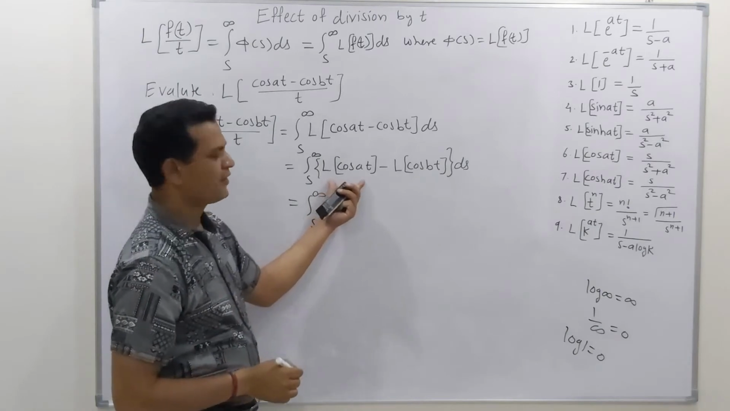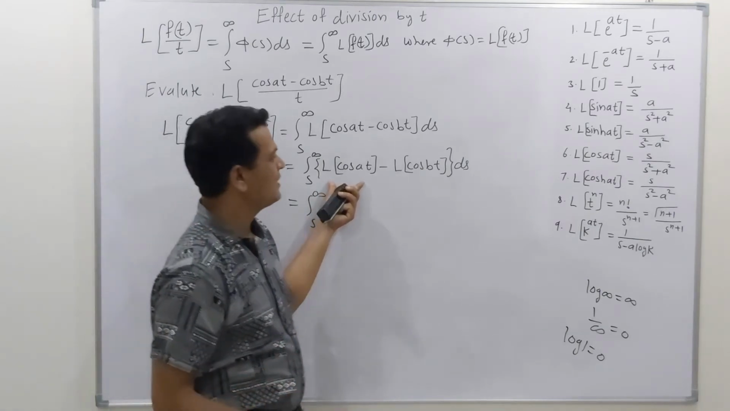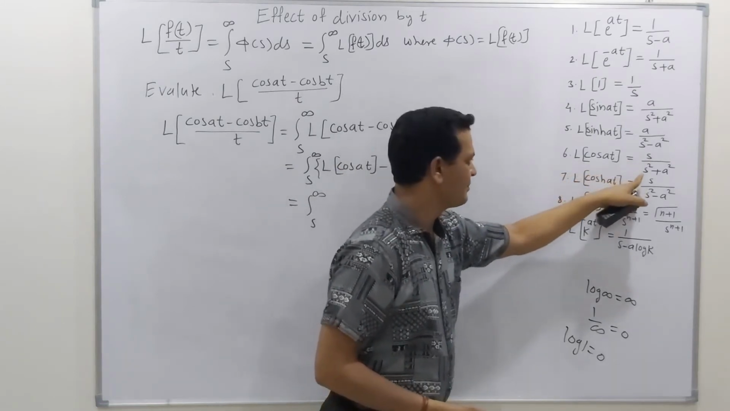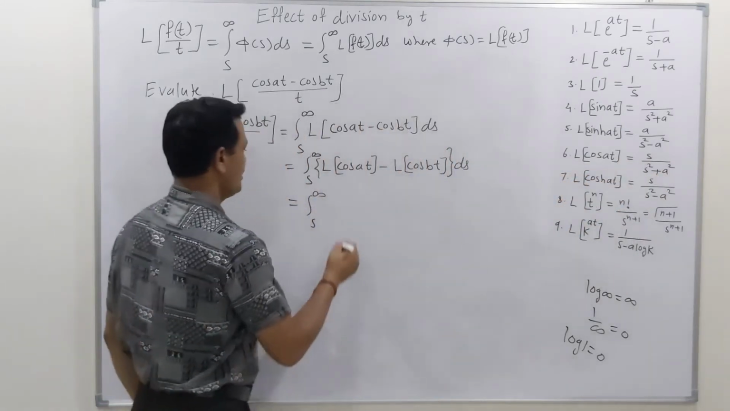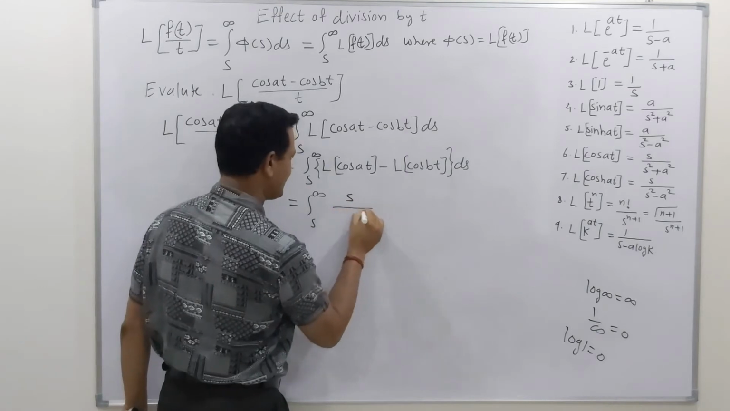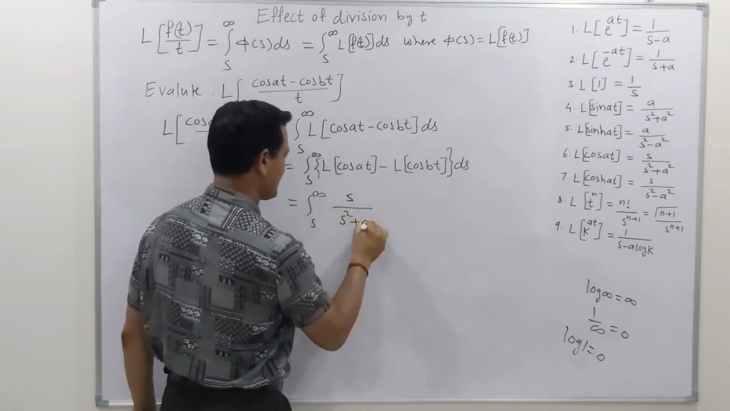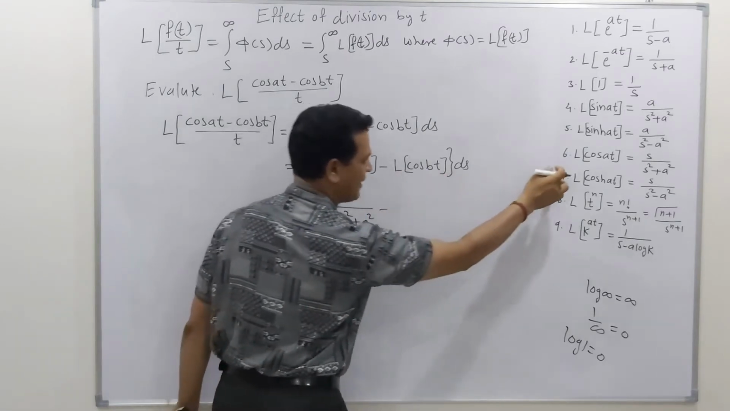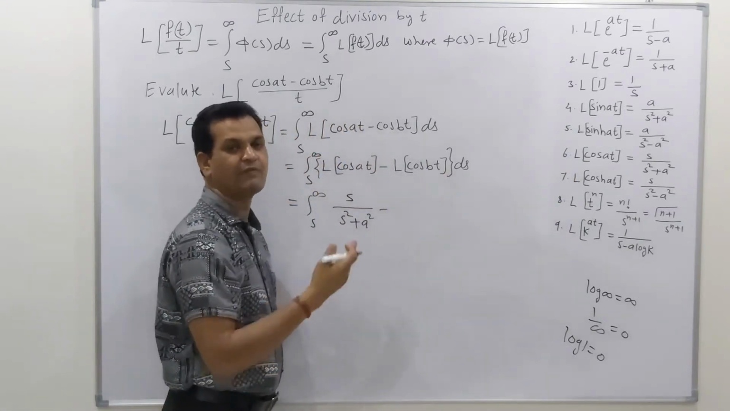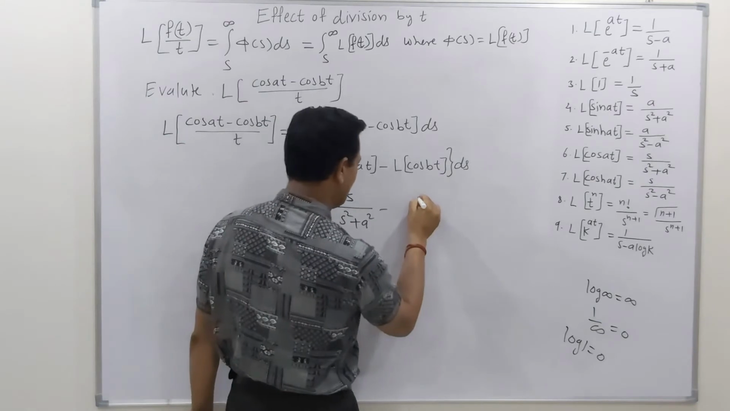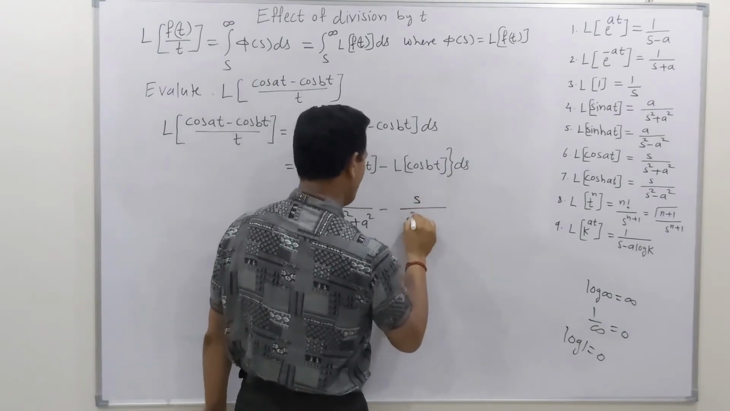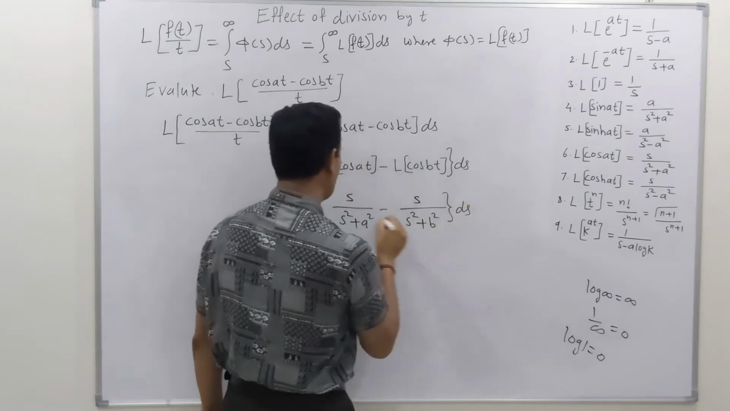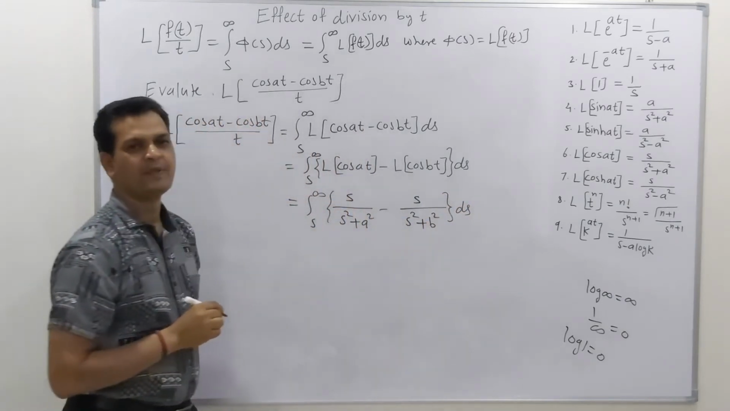We know the formula: the Laplace transformation of cos of at is s upon s square plus a square. So we write this as s upon s square plus a square, and the middle sign is minus. The same formula is applicable for the second term, but the value of a is b. So we write this as s upon s square plus b square, with integration with respect to s.